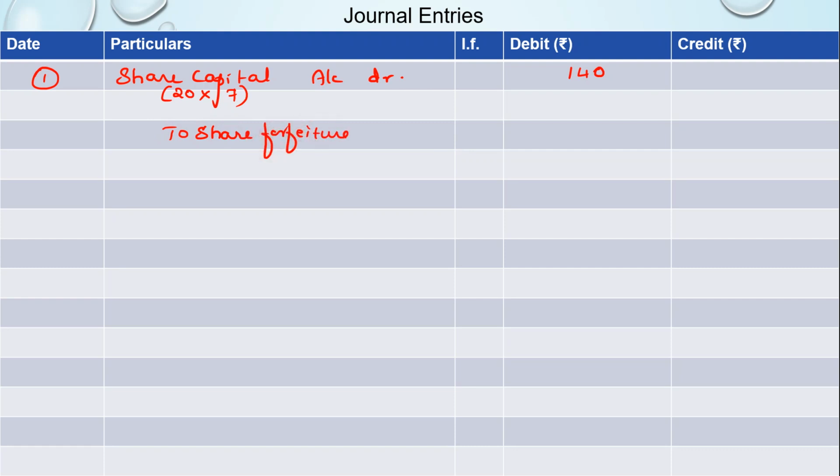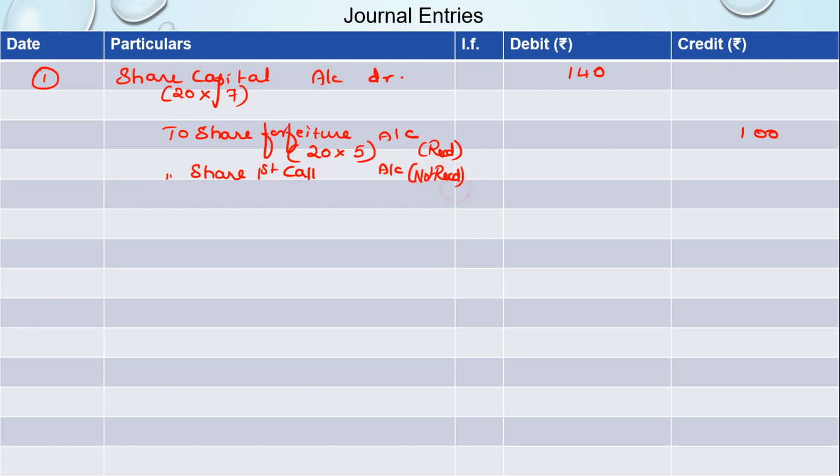2. Share forfeiture account. Whatever has been received so far on these 20 shares, what has been received? They said 5 rupees application allotment money has been received. So whatever has been received is credited to the share forfeiture account, 100. And what is not received would go to that call account. In this case, the final call has not yet been made. Application allotment money received, which means it must be the first call which has not been received.